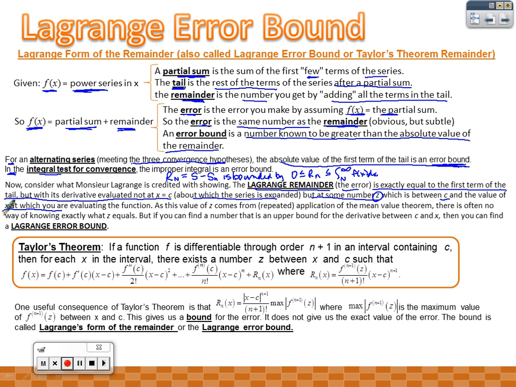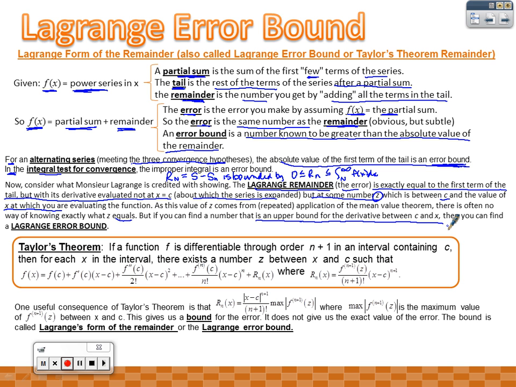Okay, let me translate that. So z is a number between c. C is where we have our series centered, and say we have it centered at 5, and say we want to use the series to approximate the function value at 5.5. So z would be a number between 5 and 5.5 where we can find an upper bound for the derivative, like where the maximum derivative value would be.